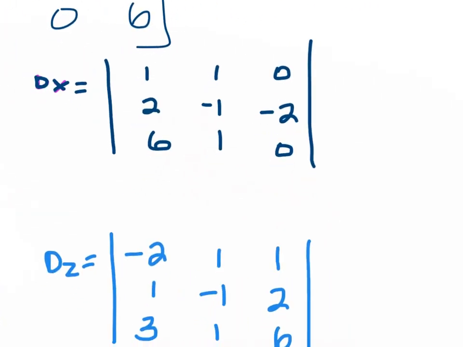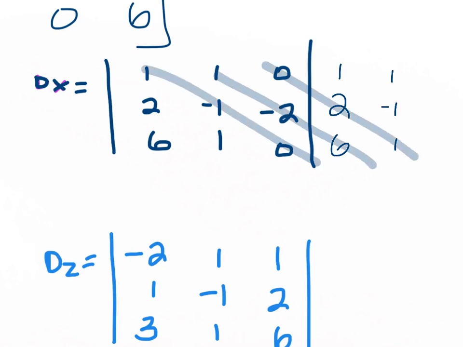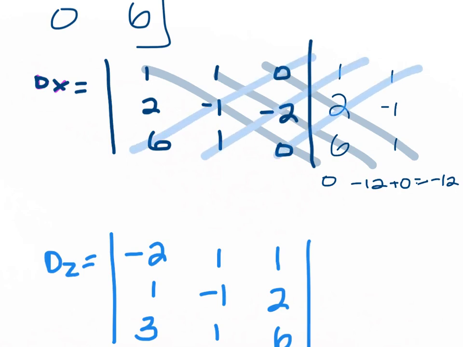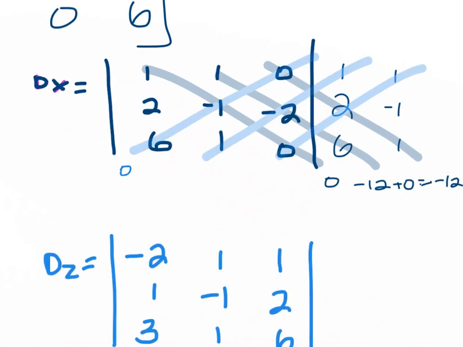Then I go to the next one. So 0, -12, 0. That's -12. Back the other way. 0, -2, 0. And I get -12 minus a -2, which becomes +2. And that's -10.